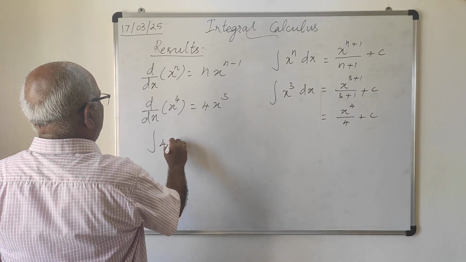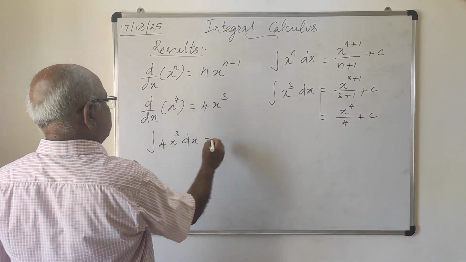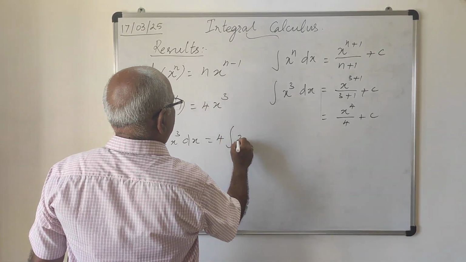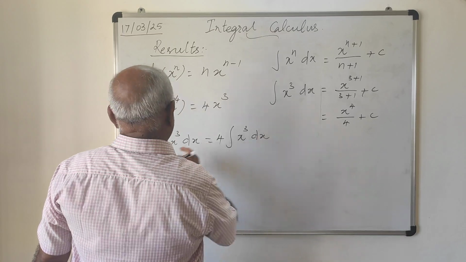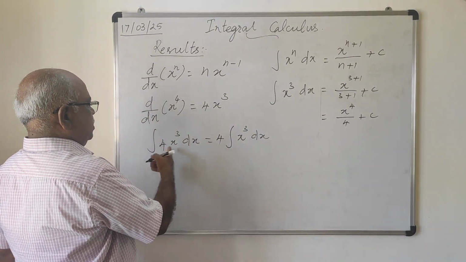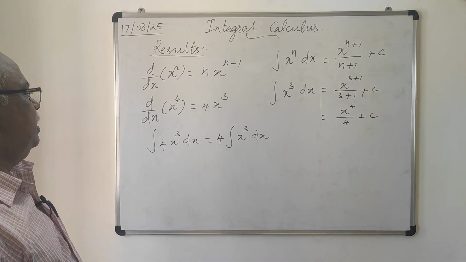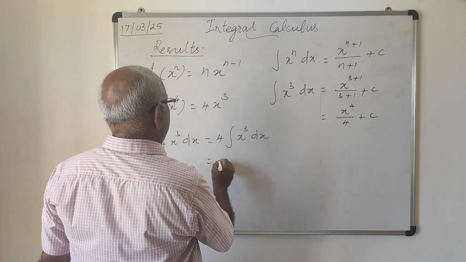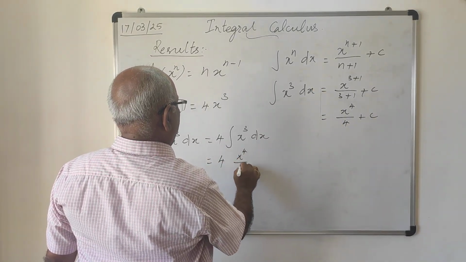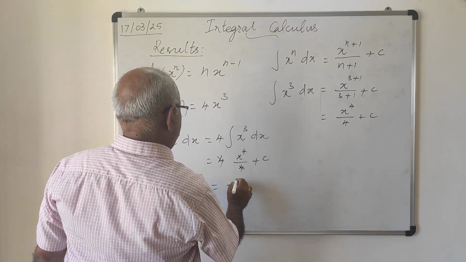Integral of 4x cube dx. In this case, 4 is a constant. You can take the constant out of the integral, so you will get 4 into integral x cube dx. The constant 4 cannot affect the integral value. By the formula, 4 into x power 4 by 4 plus c. The 4 cancels, and you will get x power 4.